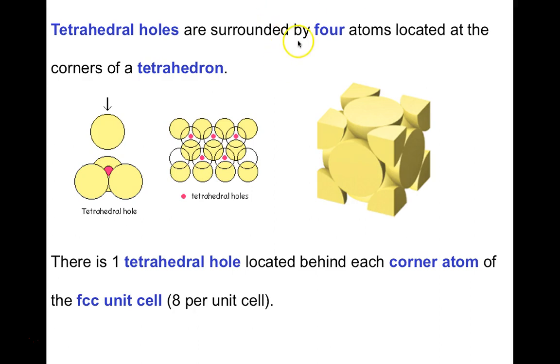The first type of hole that we're going to look at is what is referred to as a tetrahedral hole. And the tetrahedral holes are so called because an atom that's in one of these holes is surrounded by 4 other atoms directed towards the corners of a tetrahedron. So it's a pretty small atom that's going to go into one of these holes. These holes are just behind each corner atom, so they're a little difficult to see. So you get one tetrahedral hole behind each corner atom. That gives you 8 of these holes per unit cell.